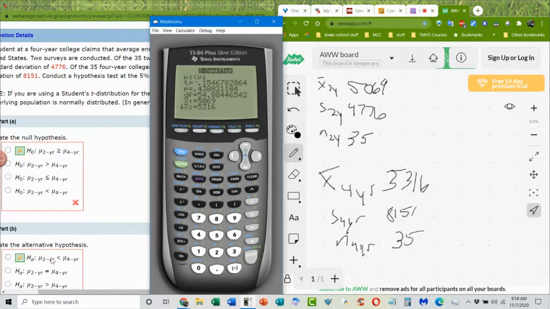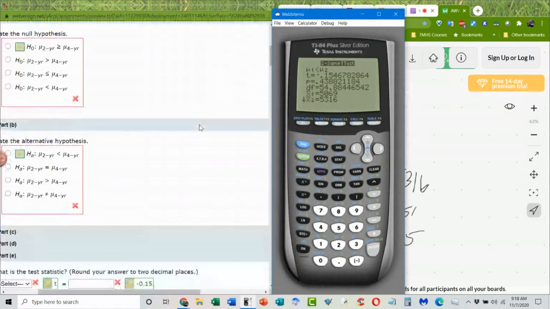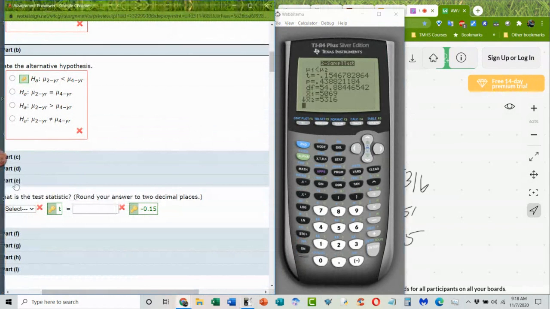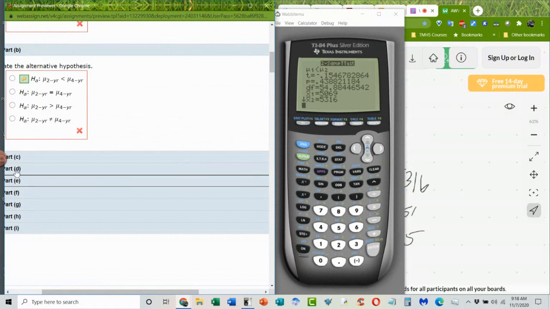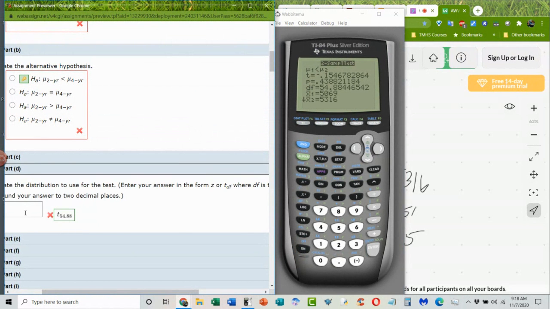Right. And so that gives us here the null hypothesis and our alternative hypothesis, that the mean of the 2-year college is less than the mean of the 4-year colleges. Here's our T statistic. Here is our p-value, the probability of getting this if the null hypothesis is the same. Here is our degrees of freedom. Okay, so it calculates it out for us. So that's nice. We can come back here into the part that we skipped and type it in.